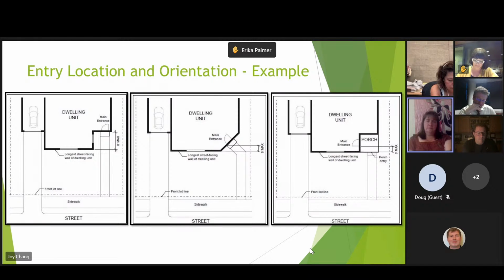Yeah, if I had to guess, we're trying to avoid the look, right? It's that the garage is the major architectural feature of the housing, and that kind of has gone out of style and fashion.